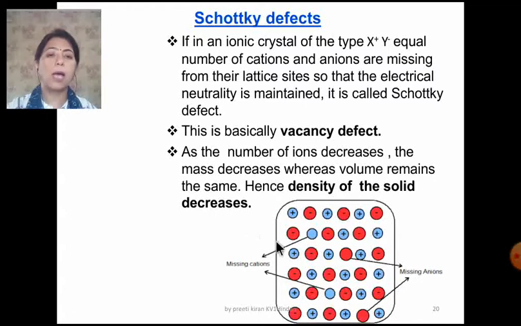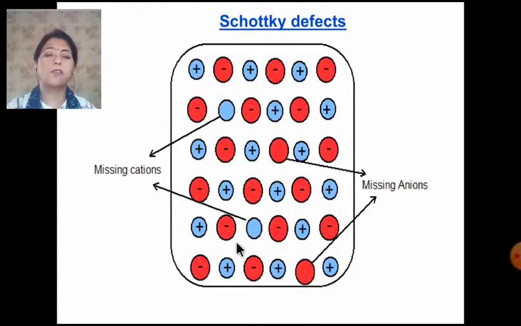Now, I am taking this picture on the next slide so that you can see the defect very clearly. Now, dear children, you can see this position. This is the position for a cation and this is also for a cation. And these are the positions for the anion. Now, in the figure you can see the two cations and the two anions are missing. They have not occupied the interstitial site anywhere.